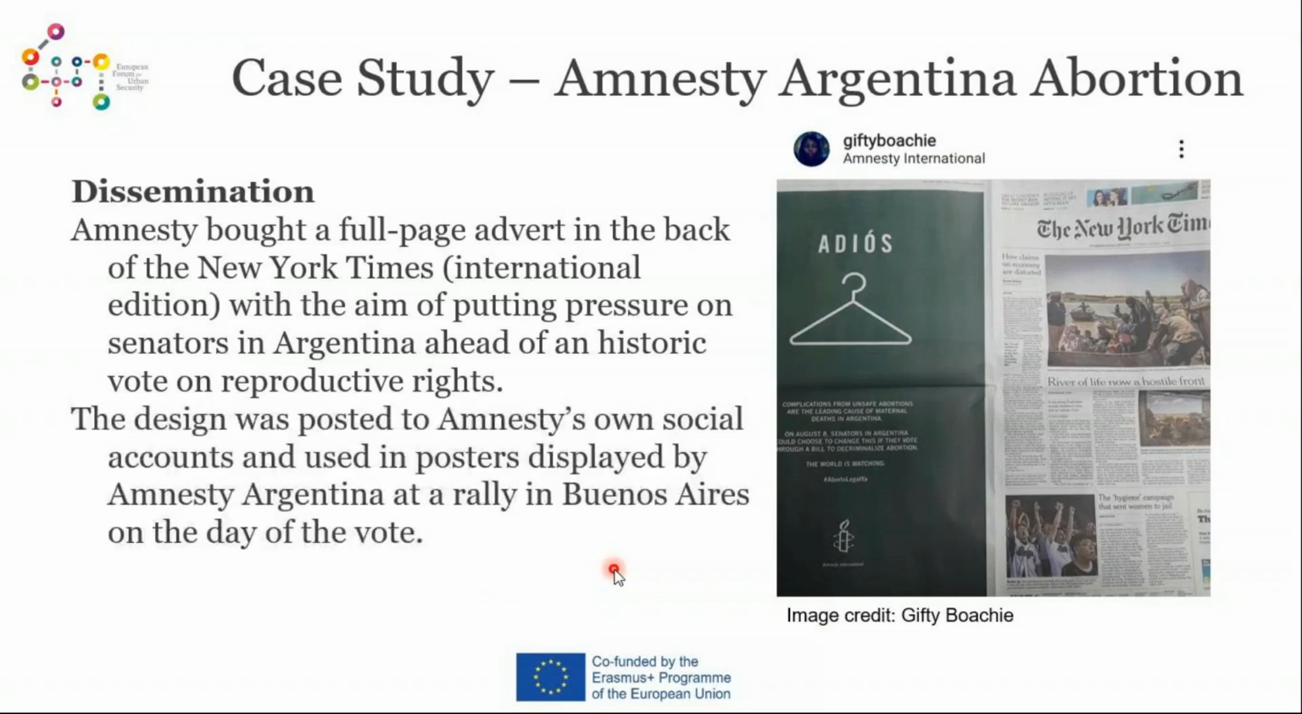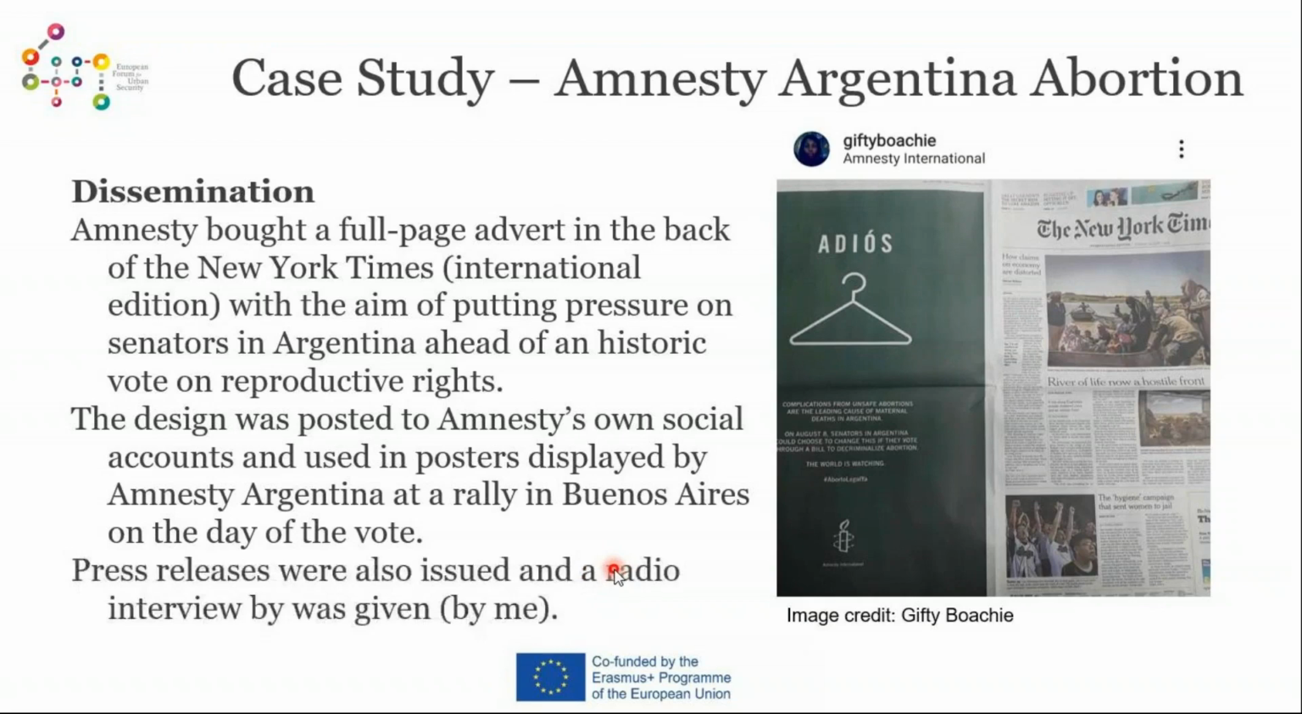The design was posted to Amnesty's own social accounts as well, and it was used in posters displayed by Amnesty Argentina at a very large rally in Buenos Aires on the day of the vote. Additionally, press releases were also issued, and a radio interview. I gave a radio interview because I did the concept.